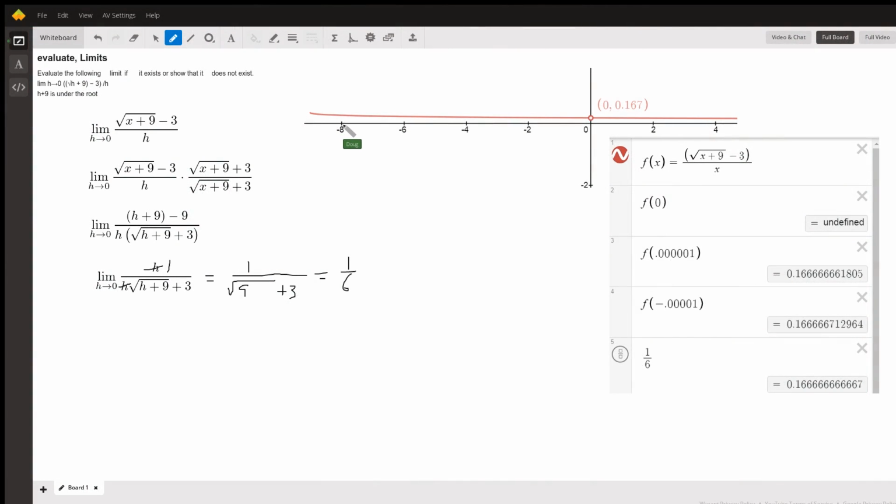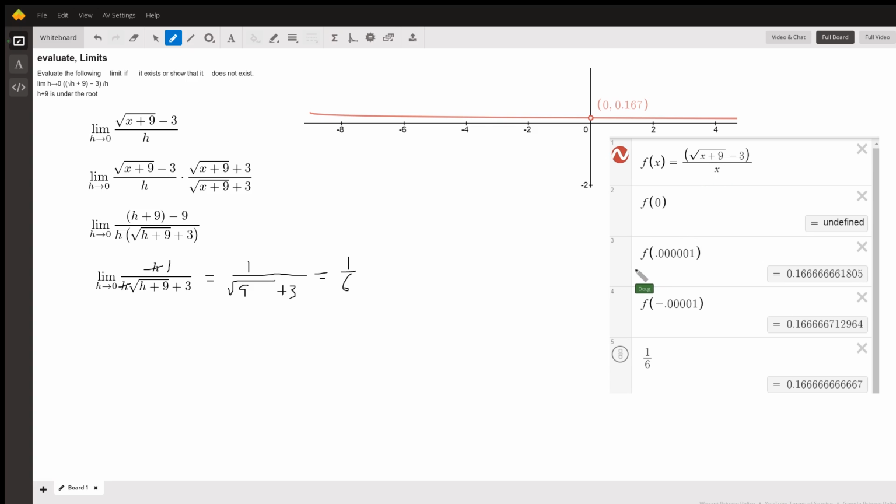To the right, we have the graph of f of x equals, in the numerator, the square root of x plus 9 minus 3, all over x. And this graph shows that if I try to find f of 0, I get undefined, and that's because I would be dividing by 0. Actually, 0 over 0 if you try direct substitution.